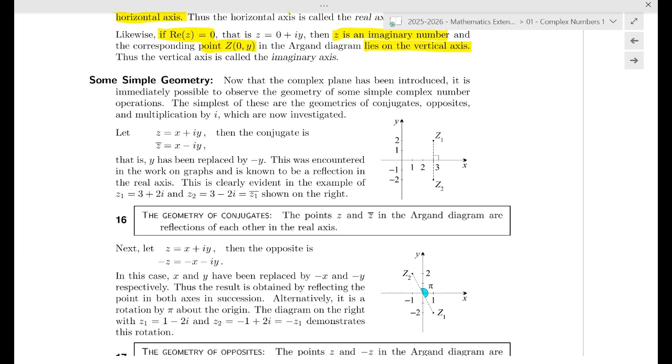Cool. So the geometry of conjugates. All it is, they are reflections of each other in the real axis. So it doesn't matter what quadrant it was in. You do the conjugate, it flips. All right. So now the opposite. So not the conjugate, the opposite. So z equals x plus iy, then the opposite is minus z, which is minus x minus iy, which is the minus of all of that. So what does it do?